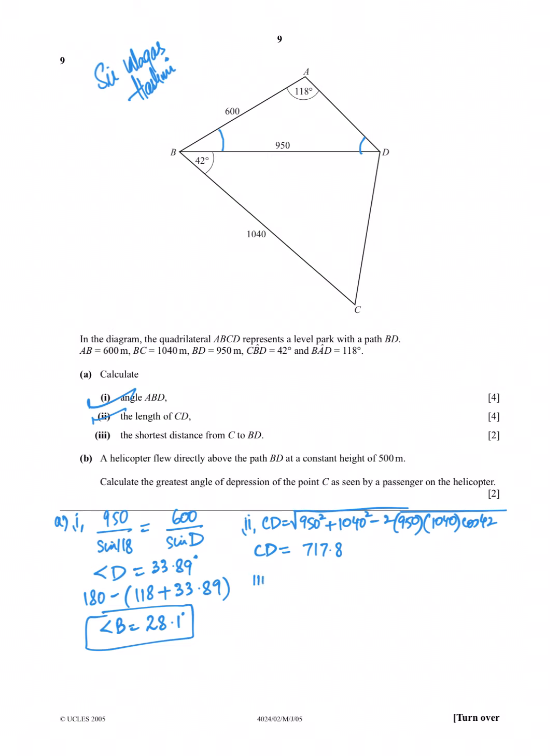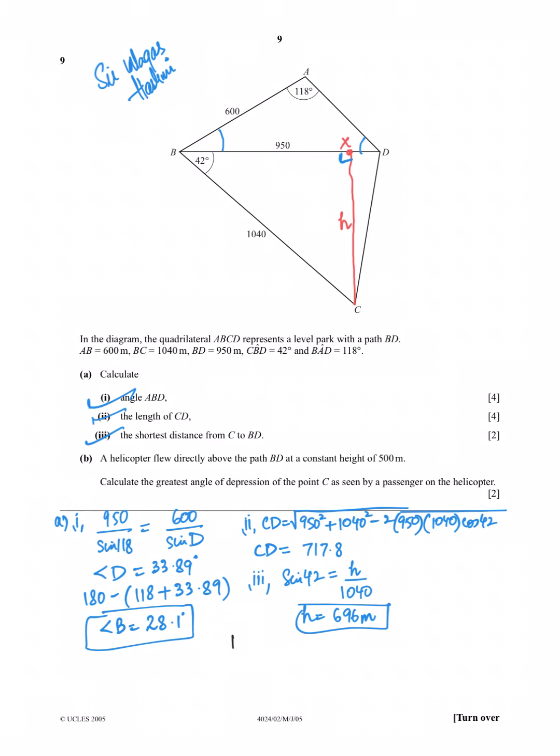After that, part 3, the shortest distance from C to BD. So if I draw the shortest distance from C to the length BD, this red length, let's suppose this point is X, and that is my shortest length denoted by H. So now you can apply trigonometry here because we got a 90-degree angle. So that will be sine 42 equals H divided by 1040, and that height is equal to 696, and the unit is meters. So that is your part 3 answer.